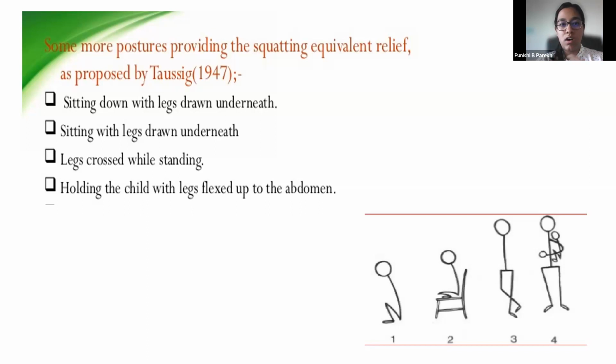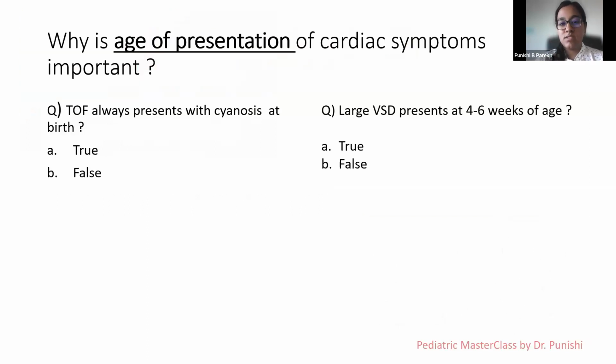Now, just a last few slides as to why the age of presentation of cardiac symptoms is so important. So I'm going to be asking you two questions. The first one being, TOF always presents with cyanosis at birth. Is this true or false? And the second question is that a large VSD usually presents at 4 to 6 weeks of age.